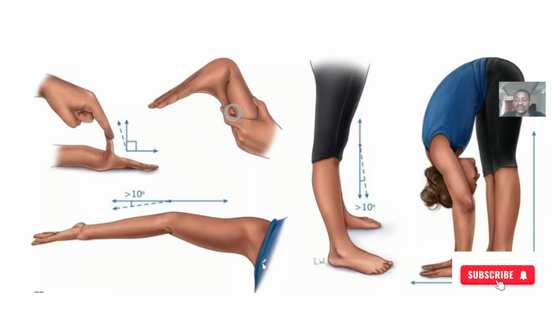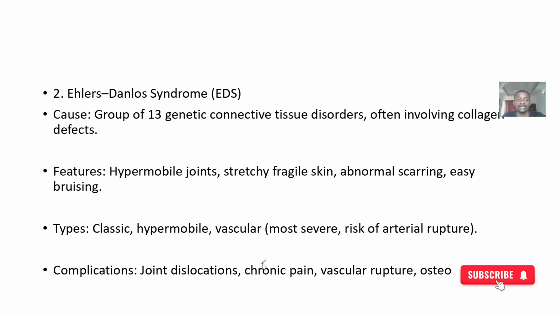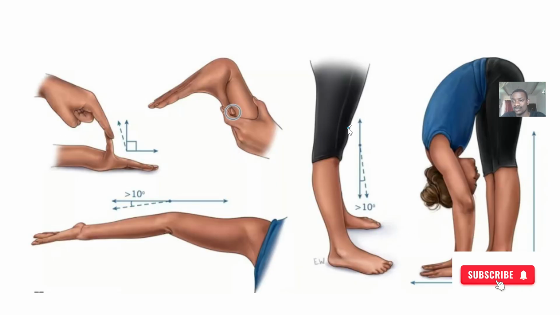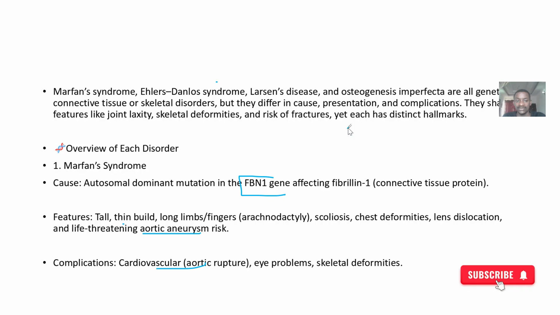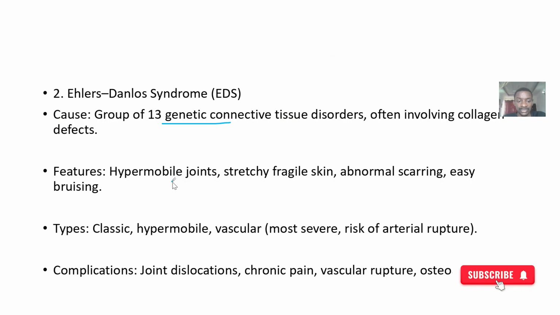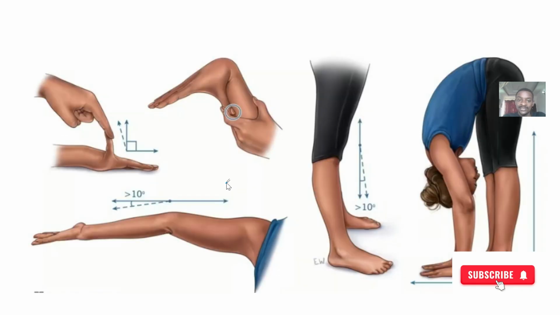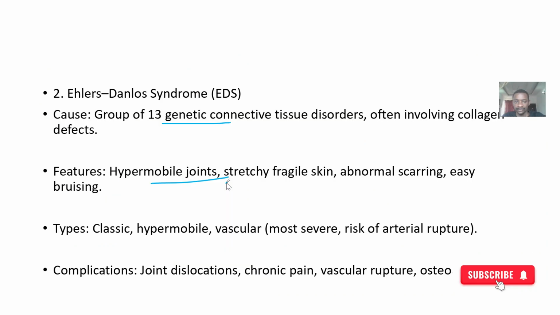Okay, so let's move to the next, which is Ehlers-Danlos. So Ehlers-Danlos is a group of 13 genetic connective tissue disorders. Okay, so the collagen is the one that is affected and all of that. So the feature is that your joints are too flexible. You can turn them to a wide, crazy range.